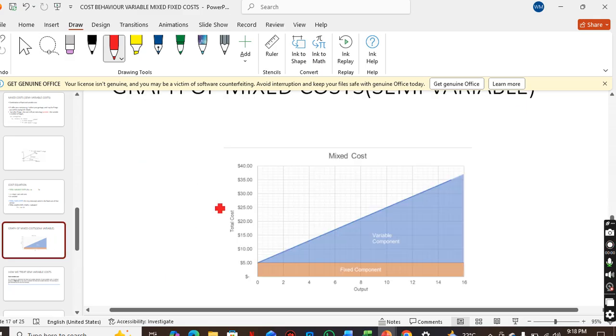A semi-variable cost, which is also called a mixed cost, to a certain level stays fixed, but above this level becomes variable. Let me give a proper example to illustrate this. Let's say you have a garbage company that collects bins, and the cost per month is going to be $10 for every three bins you have. You can have 1, 2, or 3 bins. Between 1 to 3 bins, you'll be paying $10.